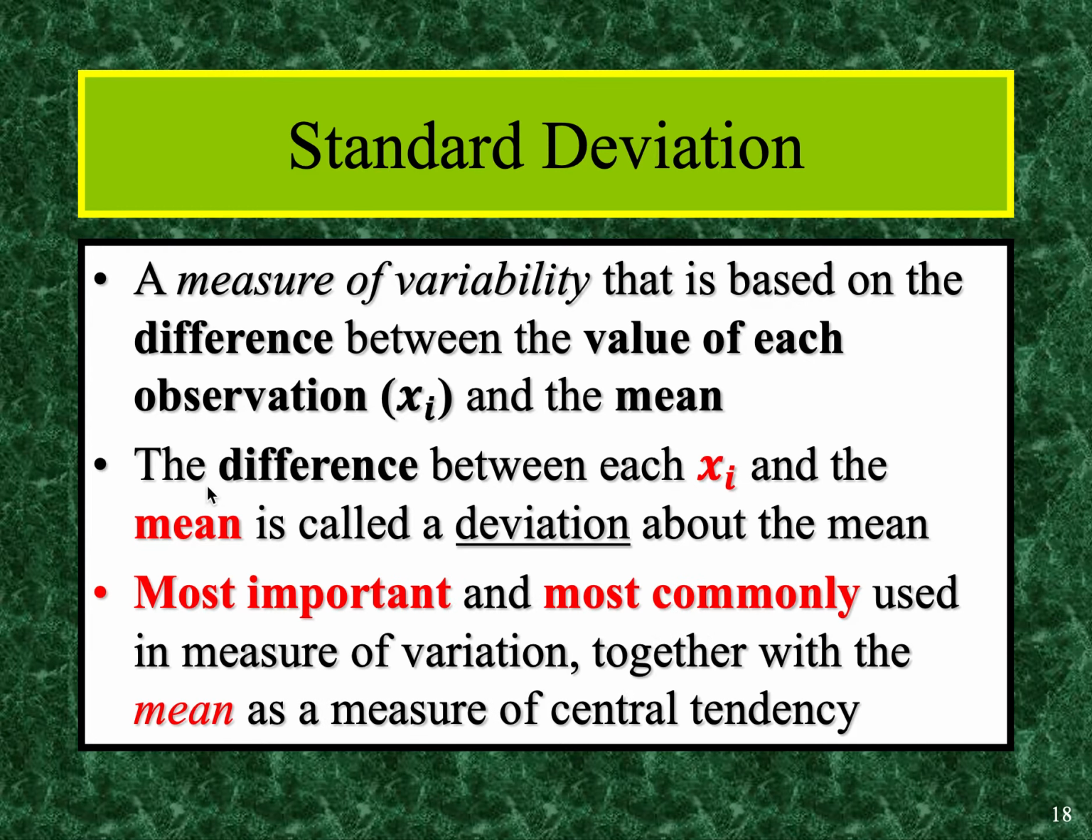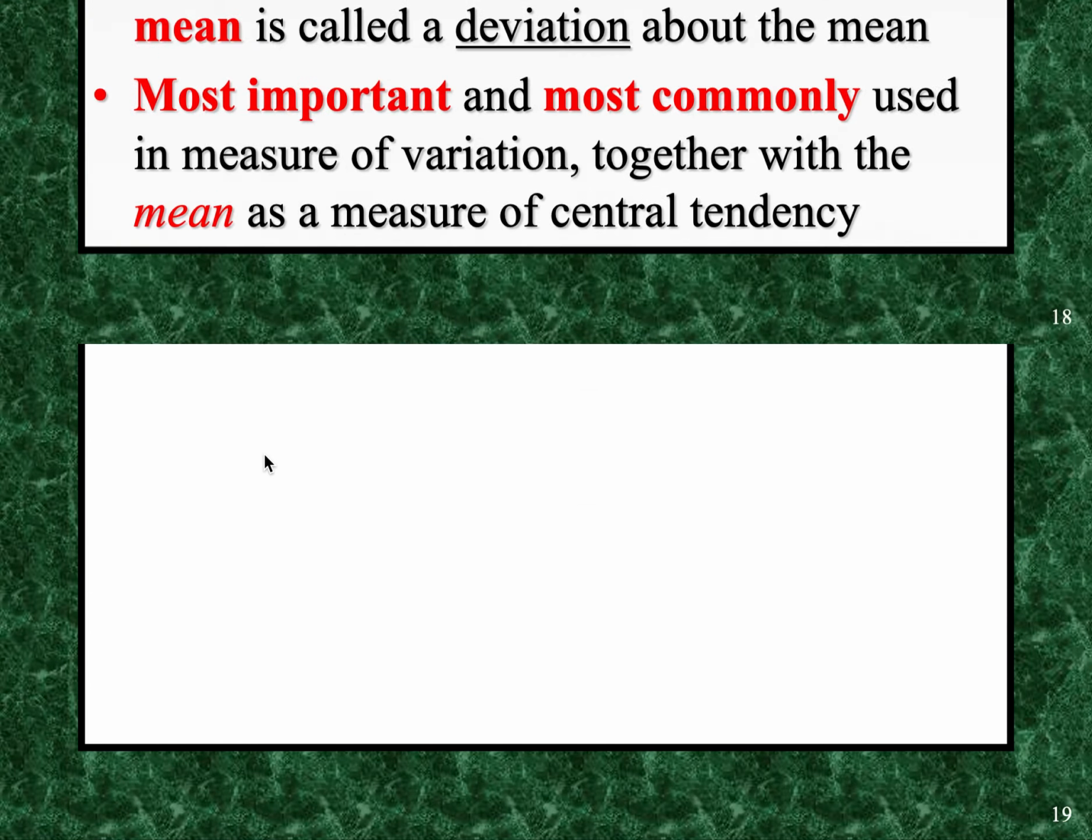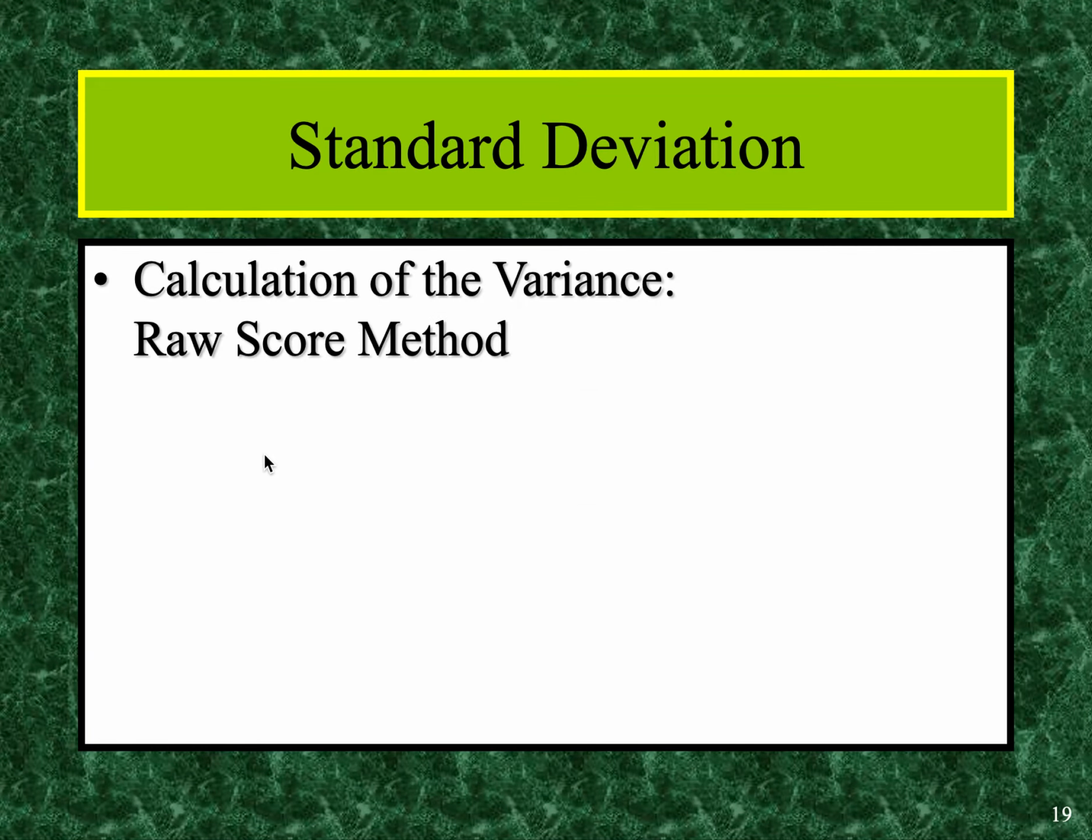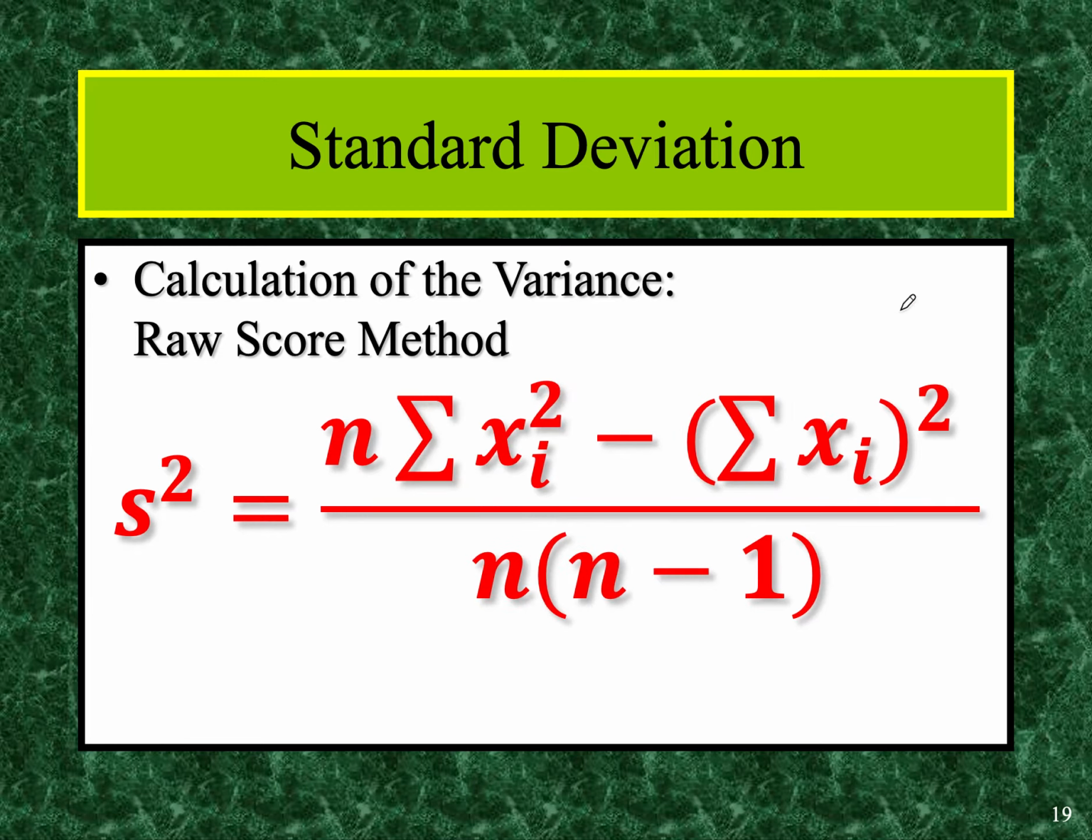And this is the most important, commonly used measure of variation, together with the mean as a measure of central tendency. Since we call the mean the most stable measure of central tendency, we also call the standard deviation the most stable measure of variation. So we have a formula for the raw score method. This is the formula for this.